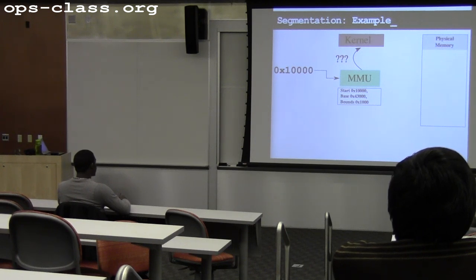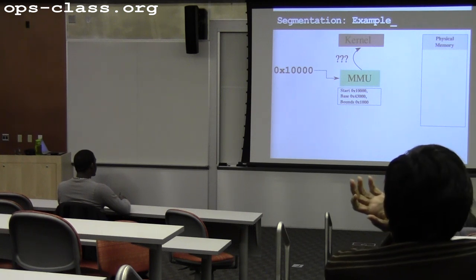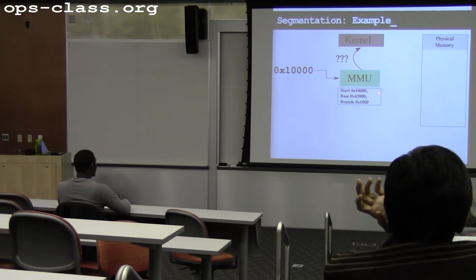So back here, who wants to give this another shot? Yeah, Nick. 43,000. How did he do that? This is the start of the segment. This is the address I'm translating. I take this address, I subtract the start. What do I get? Zero. I add that to the base address, and I get 43,000.